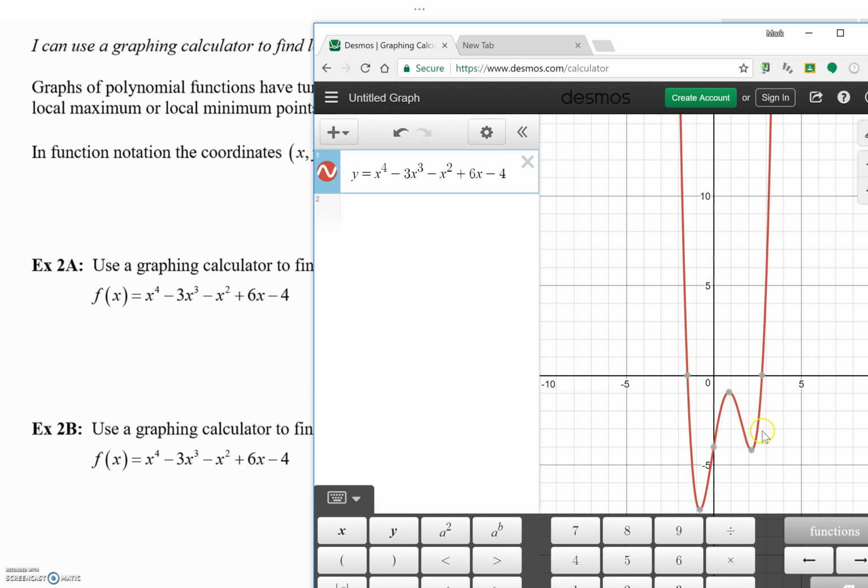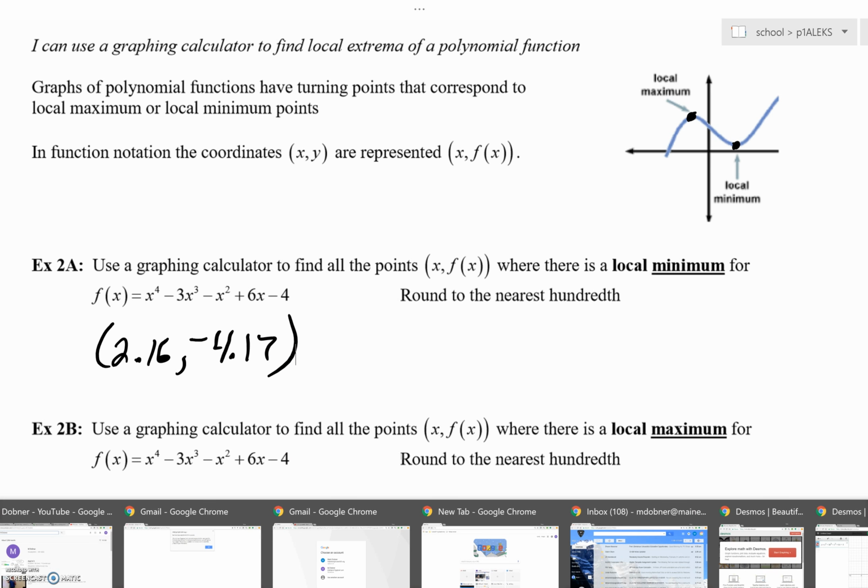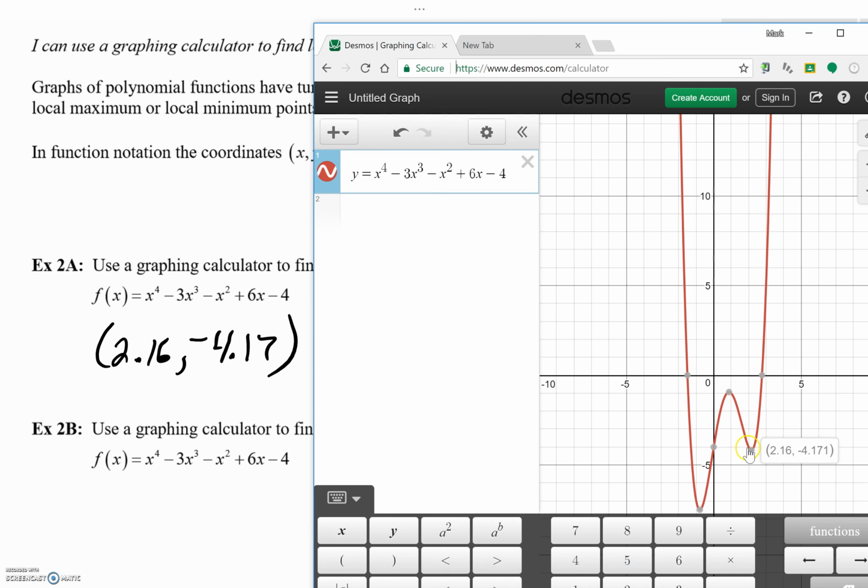They want all the low points. And as you can see, there are a couple of them. There's this one right here. This is a low point. 2.16, comma, negative 4.17. So I'm going to type that in. 2.16 and negative 4.17. That's one of them. This makes life so much easier. You don't have to worry about having to do as much button pushing. But is there another low point? Hopefully you can see this other gray point. They're really helping you out here.